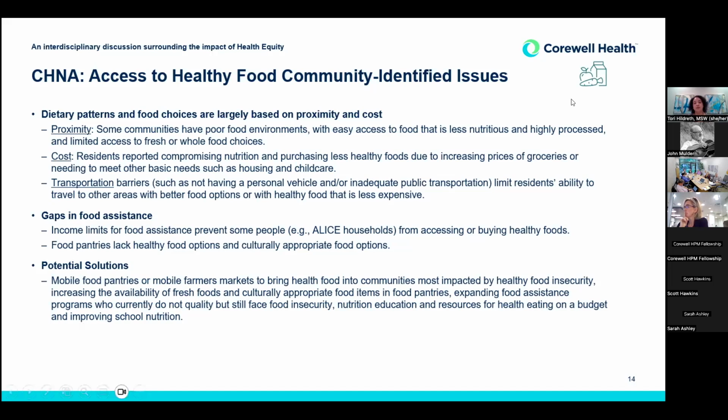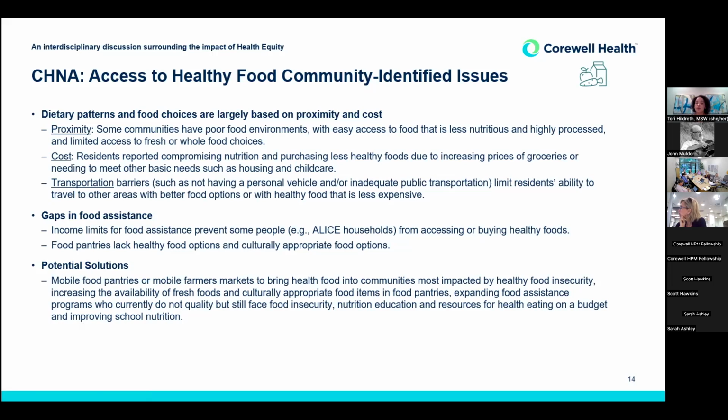Gaps in food. So income limits for food assistance are huge for a lot of people. There are a lot of patients who might not necessarily qualify for food assistance because they make too much money, but yet they don't make enough money to bring healthy food home. A lot of the food pantries also are lacking healthy food options and culturally appropriate food for families.